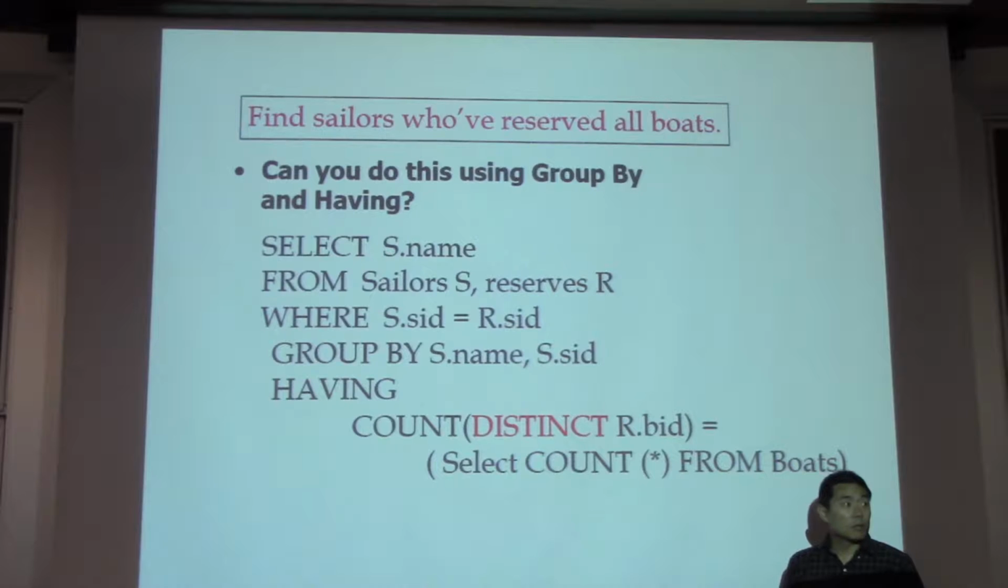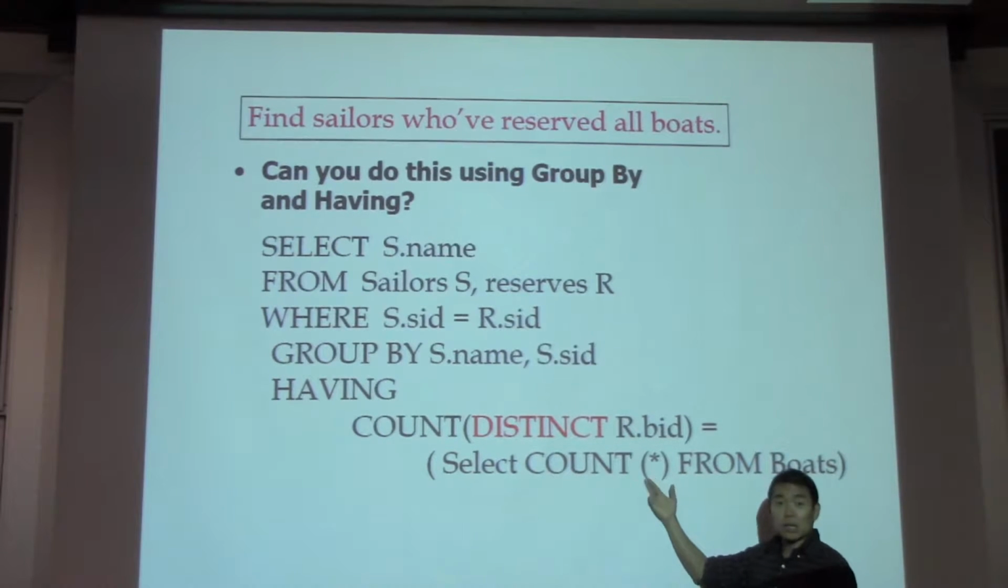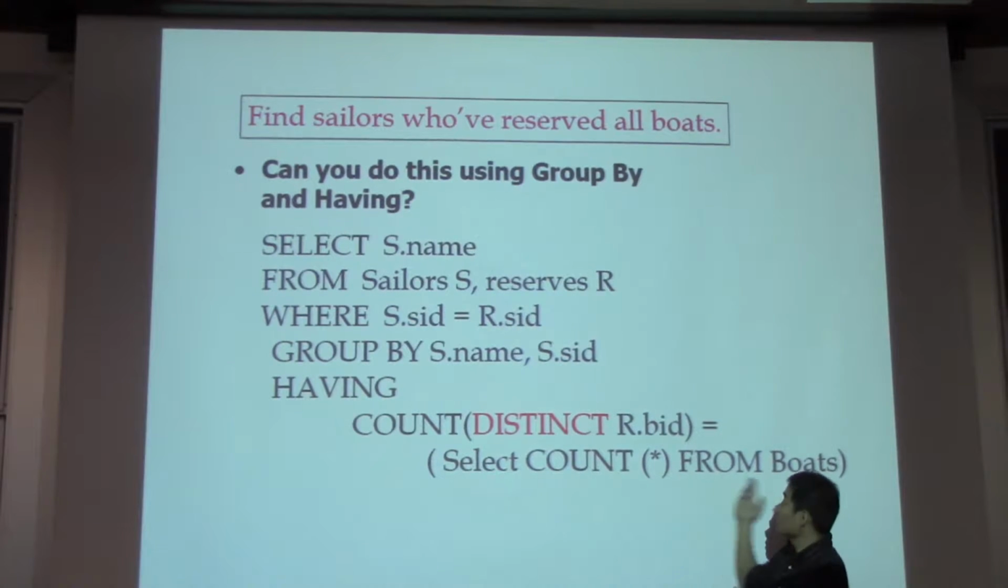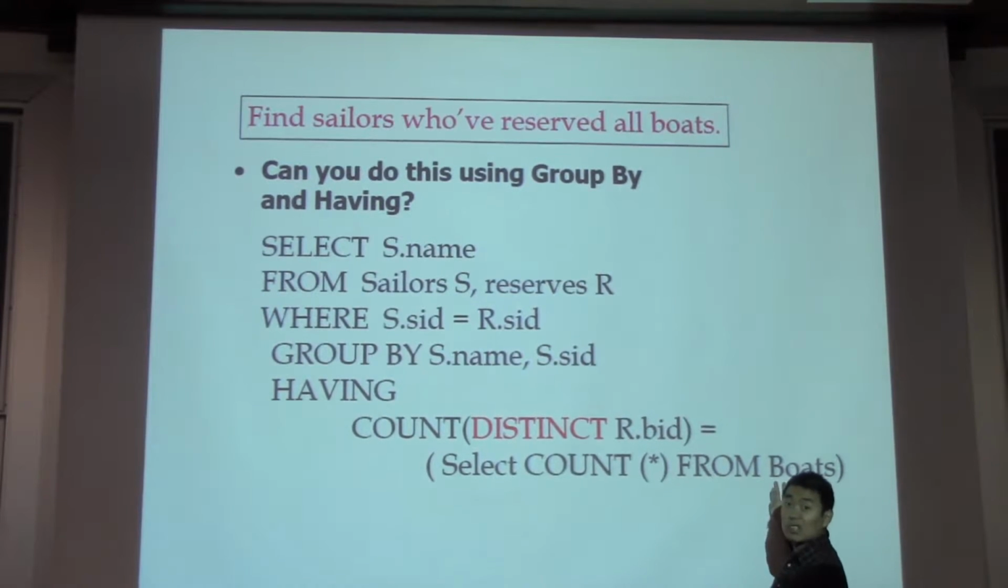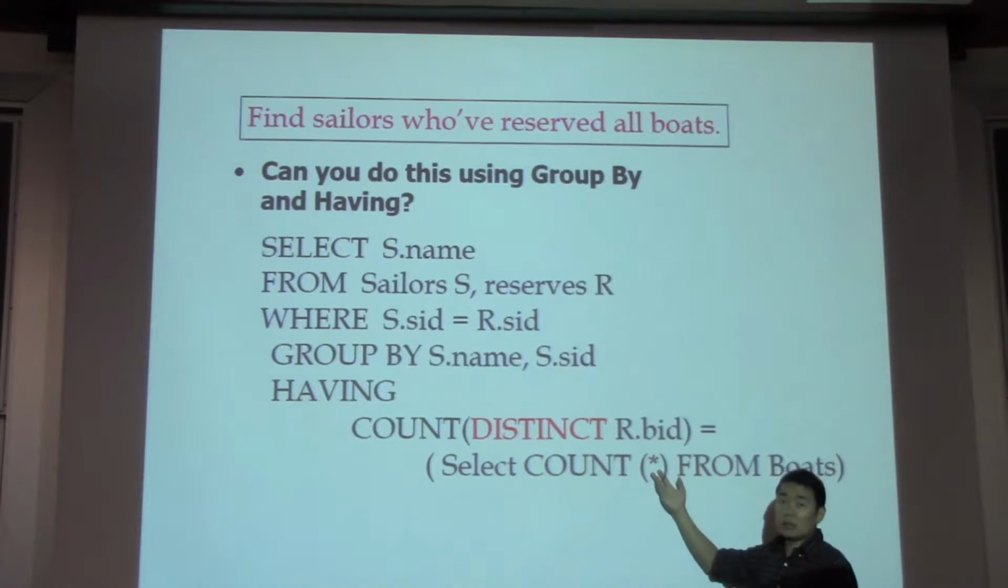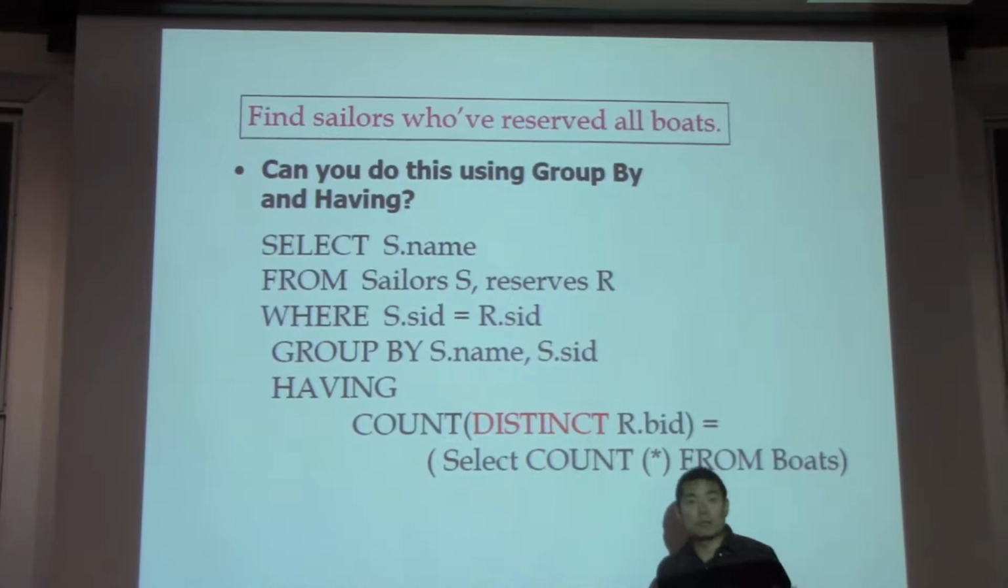Is that clear? Do you need to add a distinct here? You can, but it's not necessary because this is a base relational instance. It's duplicate free. There's no point of eliminating duplicates from this.